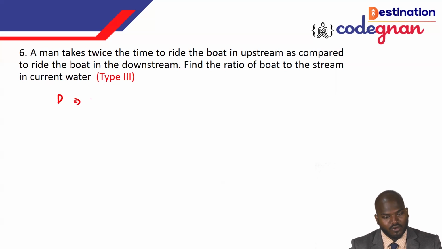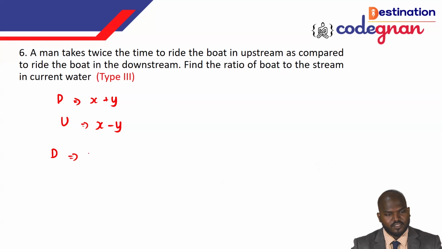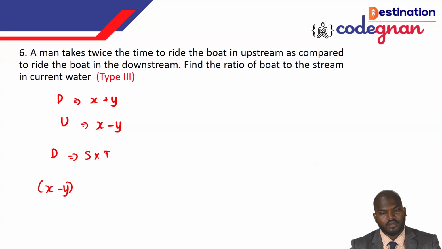The downstream speed I can call x plus y, and the upstream speed I can call x minus y. That's what I can take here. I can use the formula distance equals speed times time. Using this, that is x minus y, it's a very important thing. The man takes twice the time to ride upstream as compared to downstream. That's what they have given.